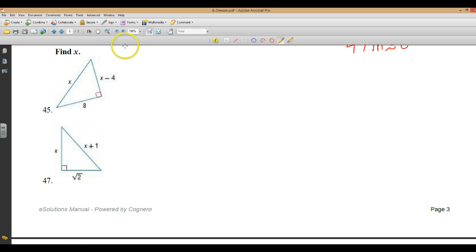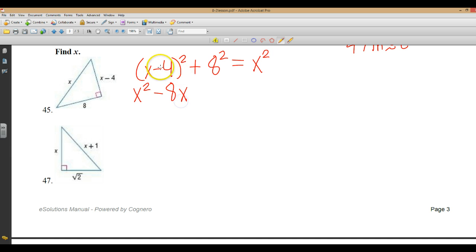On number 45, we would use the Pythagorean theorem, so our leg squared, which is x minus 4 squared, plus our other leg, 8 squared, is equal to our hypotenuse squared. So we have a binomial squared, so we'll get a perfect square trinomial, which would be the first term squared, then the two terms multiplied together and doubled. So negative 4x times 2 is negative 8x. And then the second term squared, so plus 16.